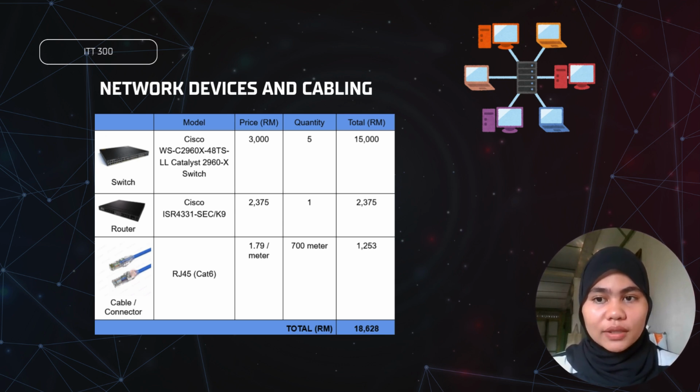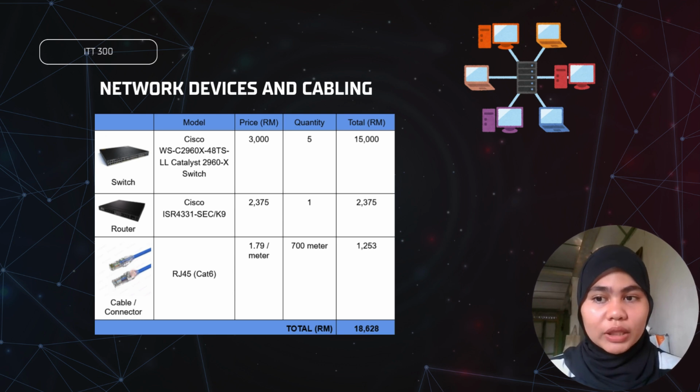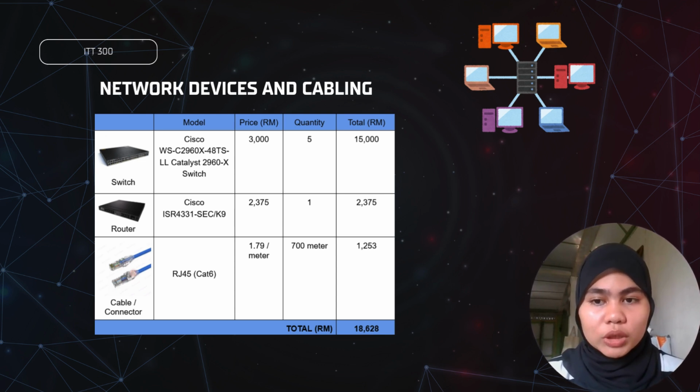Next, we use a Cisco ISR 4331 SEC/K9 router, which costs 2,375 ringgit. As for cabling, we use RJ45 Cat6 cable with a total length of 700 meters at 1 ringgit and 79 cents per meter. The total cost is 1,253 ringgit. So the total cost for network devices and cabling is 18,628 ringgit.